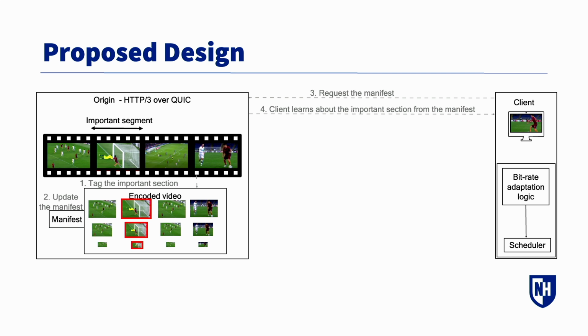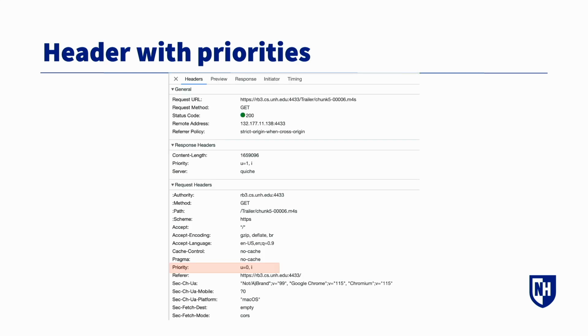So once the client learns about the important segment, after the adaptation logic runs, and when the request for that segment goes, the client is going to make the request with the priority hints. If it is an important segment, then the priority levels will be set. For example, the priority flag will be set in the HTTP request from the client to the server.